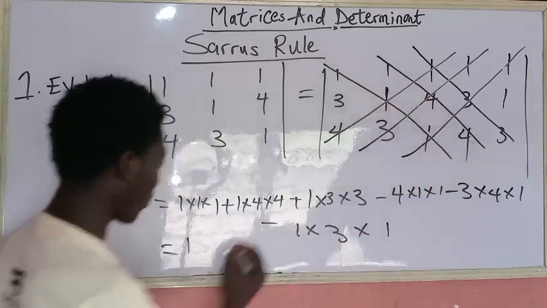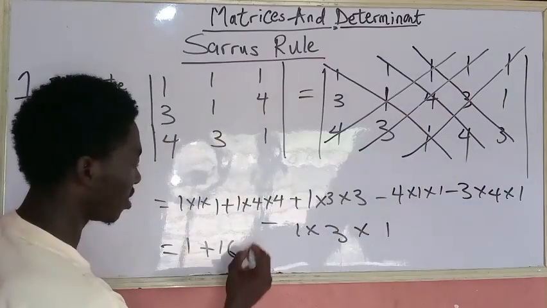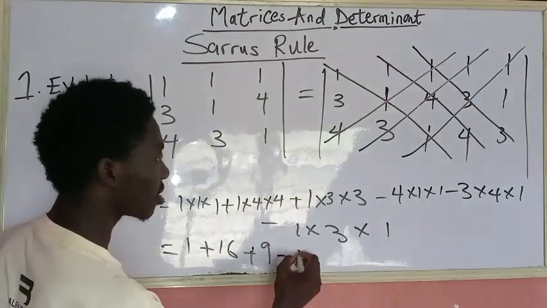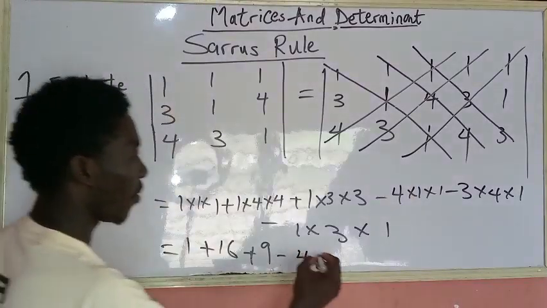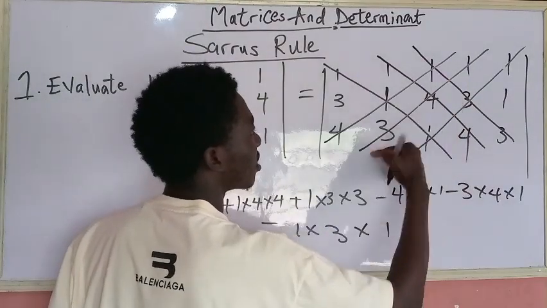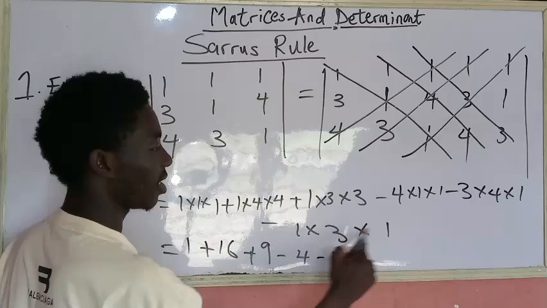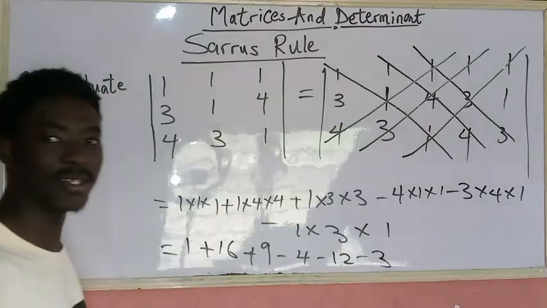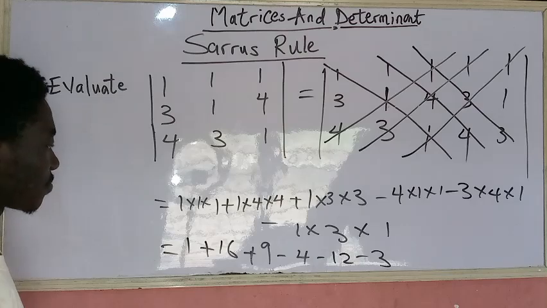Now going by that, we know 1 times 1 times 1 is 1. 1 times 4 times 4 is 16. 1 times 3 times 3 is 9. And from there we know 4 times 1 times 1 is 4. And 3 times 4 times 1 is 12. 1 times 3 times 1 is 3.